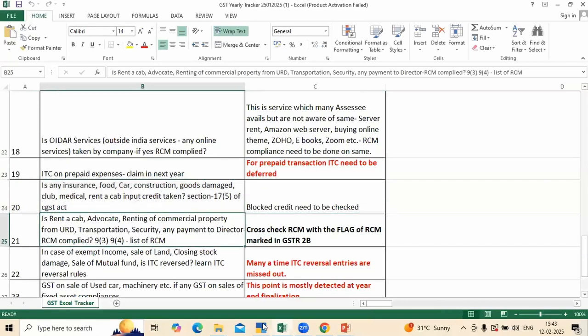Now there is one question. It says that ITC on prepaid expense, there will be difference in 2B and 3B as the year will be different. Yes, there will be difference, but Pramodji, we need to mention this point in our checklist as a reconciling point, that difference is due to prepaid items.